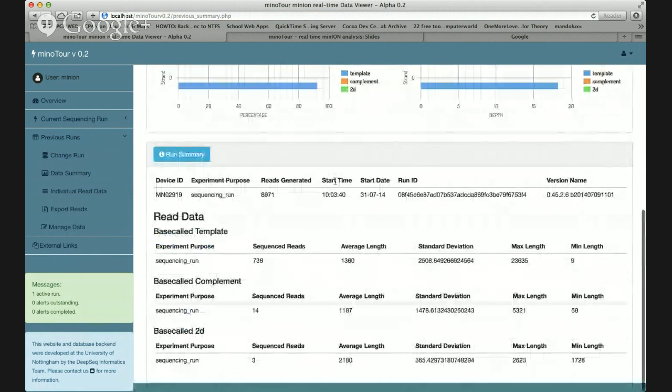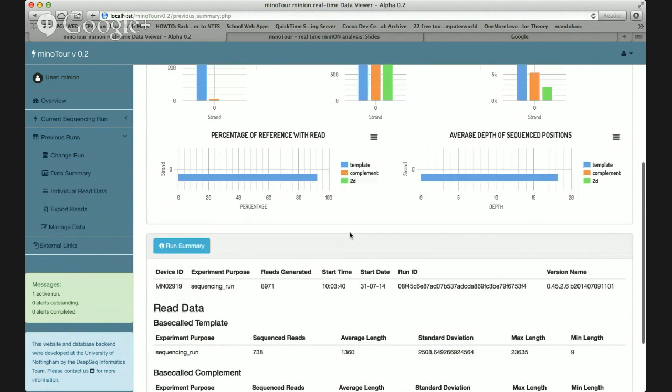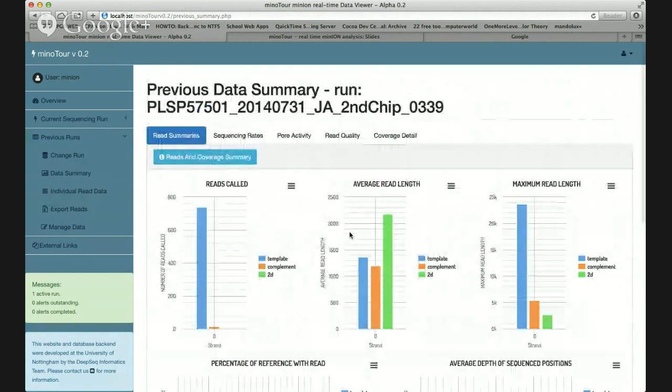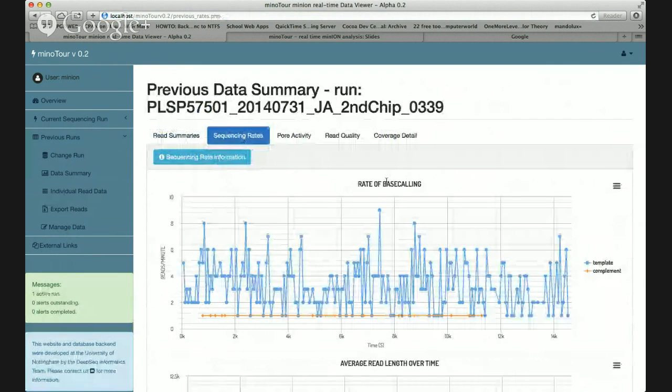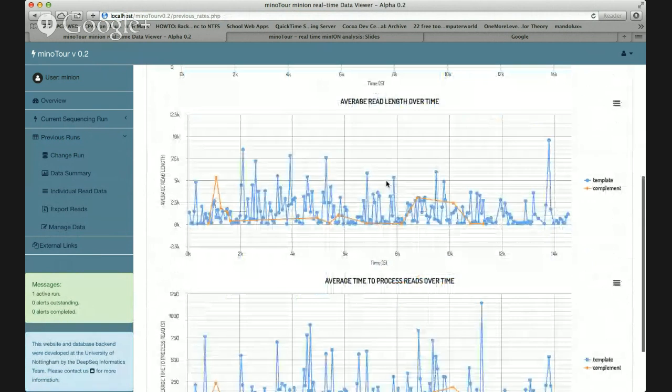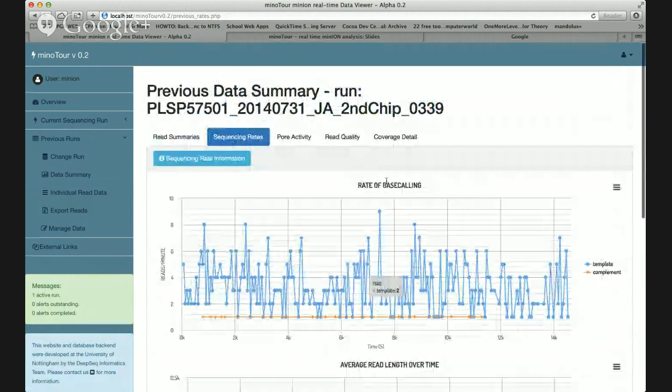And the thing that told us we were making a mistake, down here in the run summary, they had nearly 9,000 reads generated from this particular run. Very few actually resulted in sequence. And it turns out this was a complex amplicon, it was a fusion PCR, and there were some problems with that. But you can browse around, you can look at this data, you can look at the rate of base calling over time, read lengths over time, all these sorts of things.